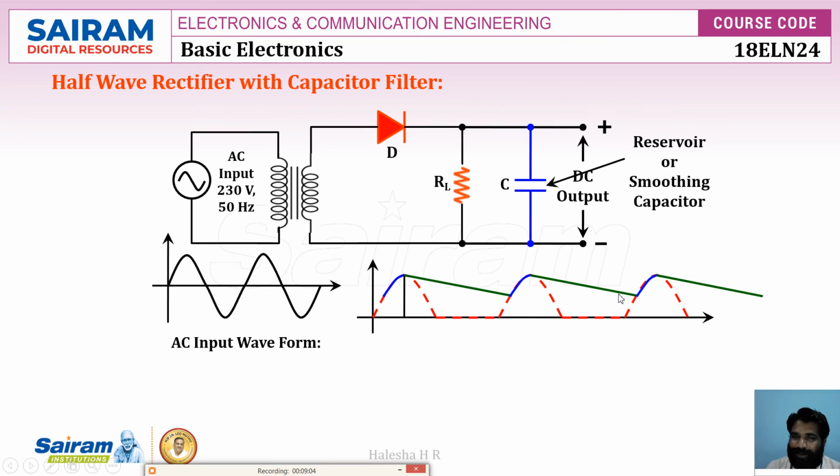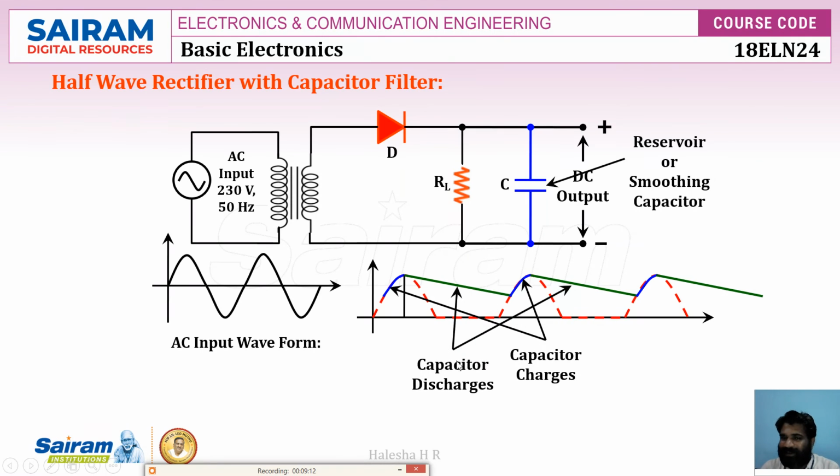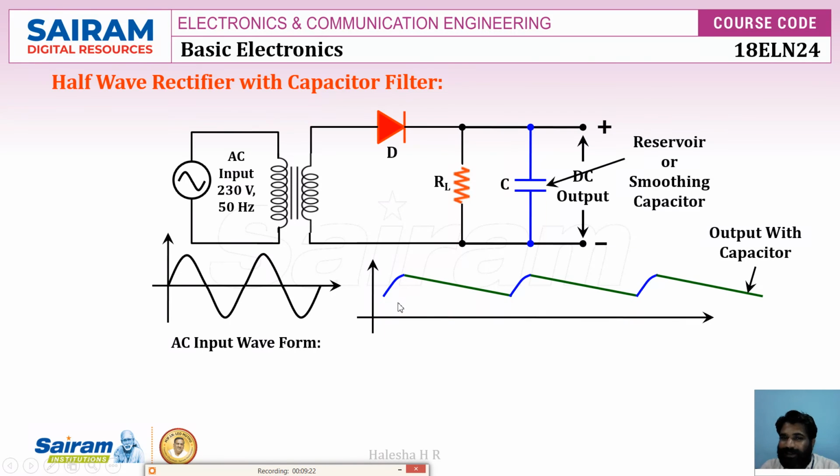Clear? So this period is called capacitor charges, and during this period the capacitor discharges. This is the output without the capacitor filter, and this is the output with the capacitor, the rectifier output with a capacitor filter. This is called ripple voltage.